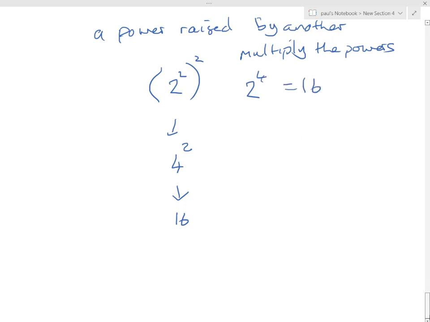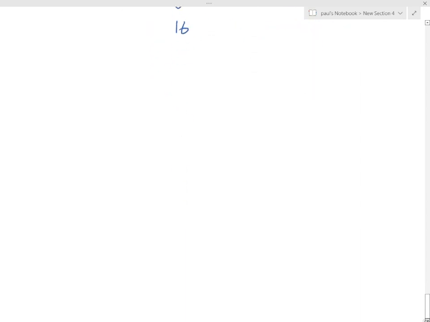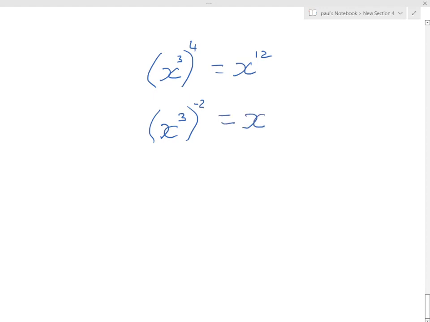So that's handy. If we have x to the 3 raised by another power of 4, that will simply be x to the 12, since 3 fours are 12. That's all we do. If you have x to the 3 raised to the minus 2, it will be x to the 3 times minus 2, which is minus 6.